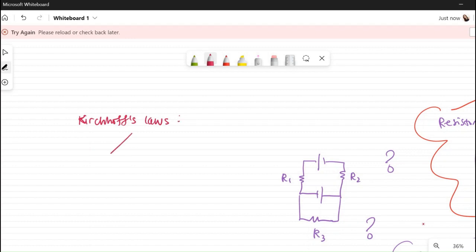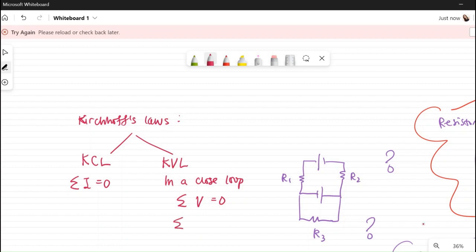Right? So basically, there are two Kirchhoff's laws. One we call Kirchhoff's current law. The other one we call Kirchhoff's voltage law. Kirchhoff's current law states that at a junction, the summation of I is equal to 0. However, Kirchhoff's voltage law states that in a closed loop, the summation of V is equal to 0, or you can write it as the summation of all the EMF is equal to the summation of the potential differences across each of the components, which is IR. Okay, so this is Kirchhoff's law.